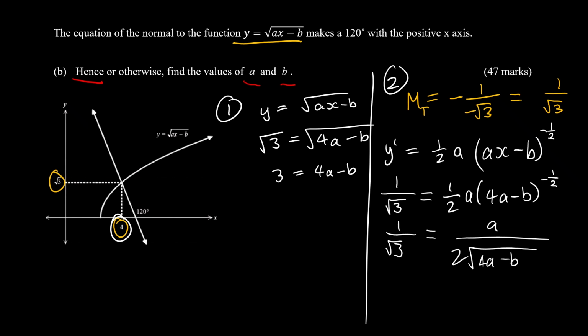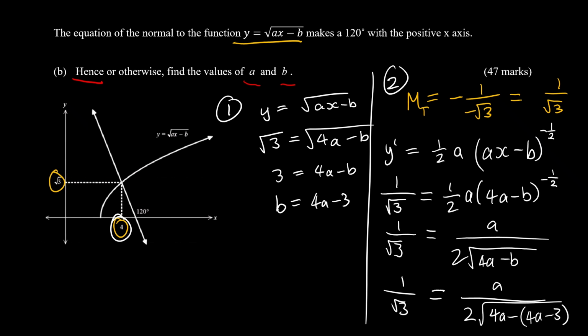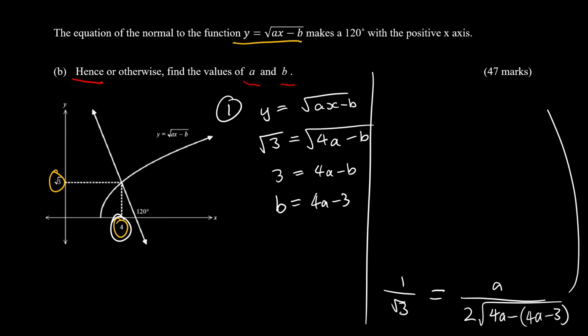Now that we have that, we can sub the equations into each other. So I'm going to use b in this example. b equals 4a minus 3. If we sub that into our second equation, it will get square root of 4a minus 3, which would get us a over 2 square root of 3, because the 4a's cancel out.